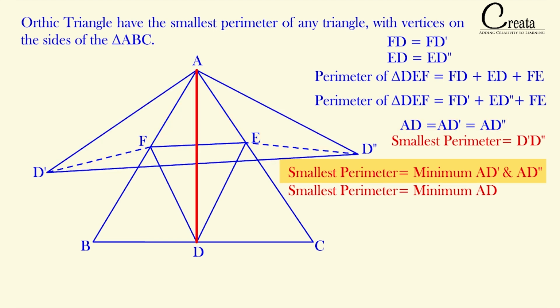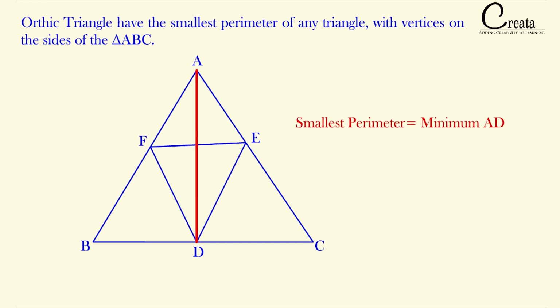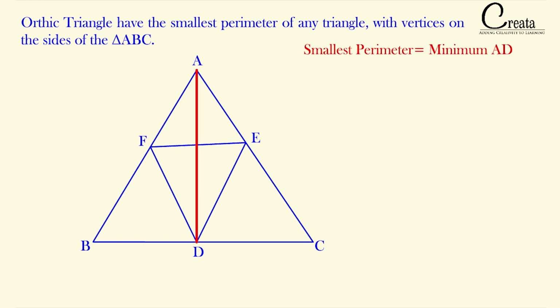So finally, we understood that the minimum perimeter of the triangle can be achieved where AD is the shortest. Okay, getting the point? This concept is slightly tricky, so your full attention and understanding is required. Means we will get the smallest perimeter of the triangle DEF by getting the shortest length of AD. So the triangle ABC with the shortest AD will have the minimum perimeter of the triangle DEF.